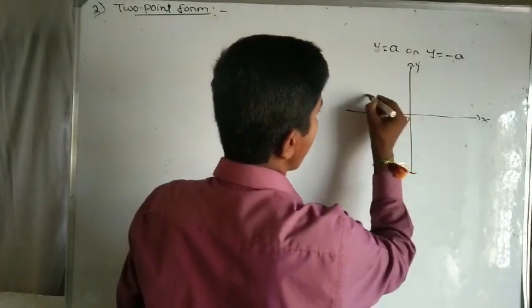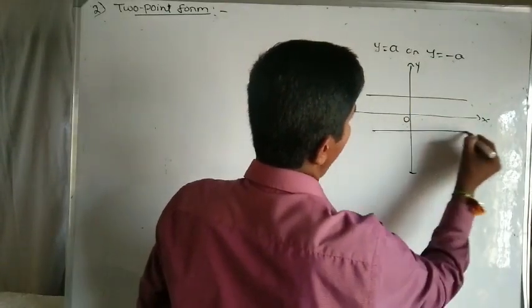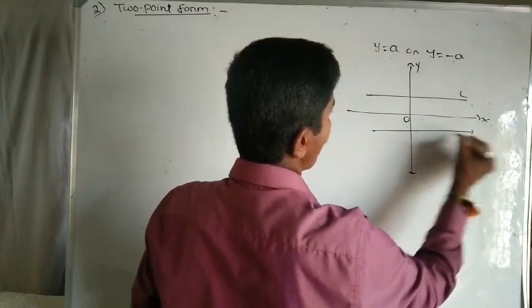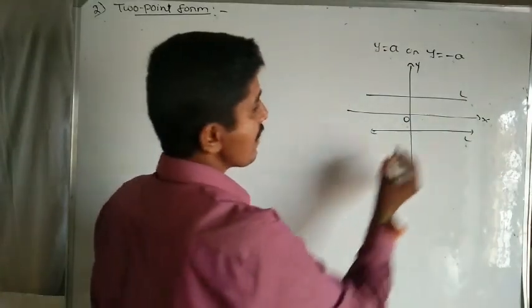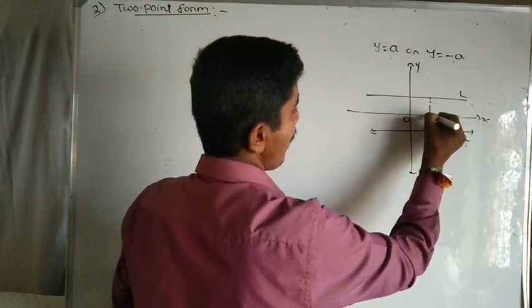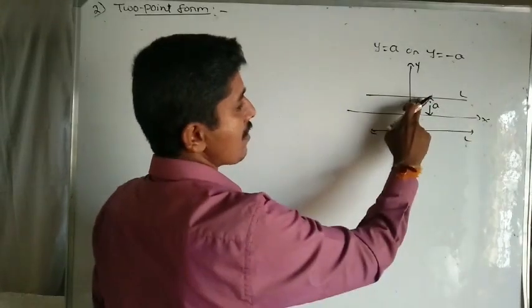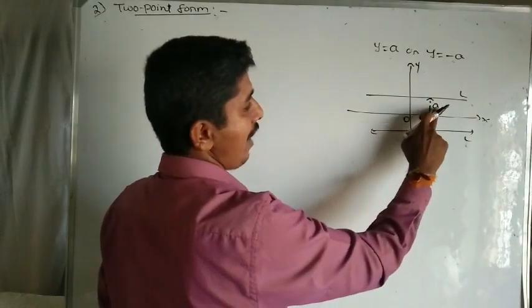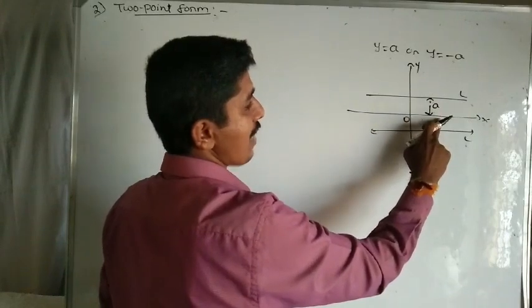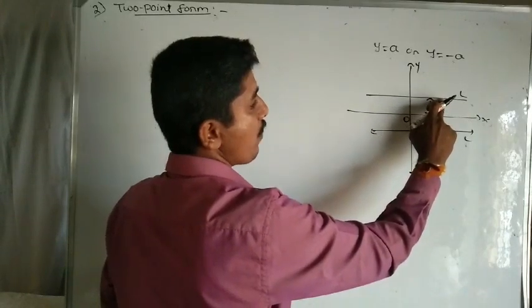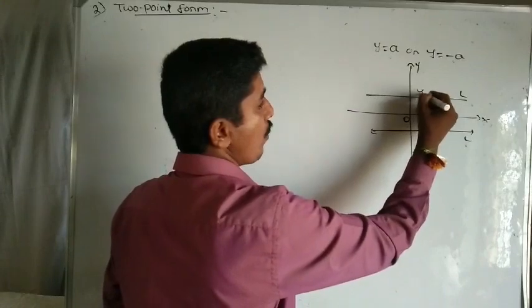O is the origin. So horizontal line means it is always parallel to the x-axis. Let the distance from line L to the x-axis be a. This line lies above the x-axis at a distance a units from the x-axis. Therefore, the equation of this line is y equal to plus a.